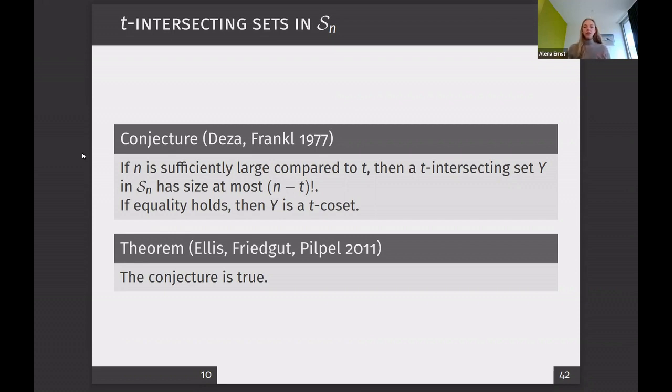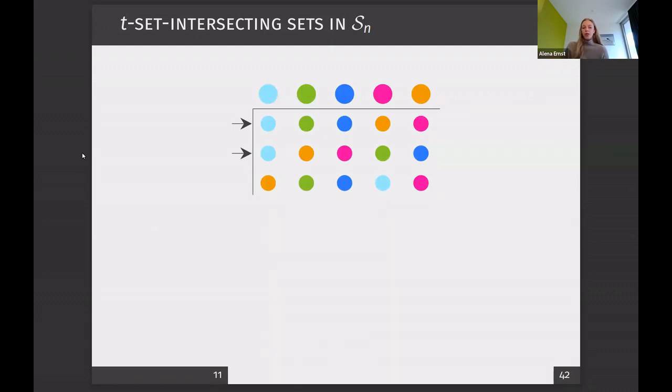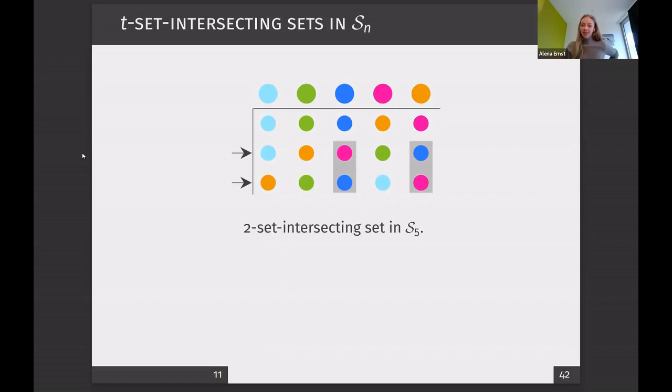Now, loosening this condition a little bit more leads us to a more general question, namely to t set intersecting sets. So here, instead of being equal on points, we are just equal on sets. So taking two permutations of this set, we now find a two set on which they're equal. So here you see that the image of the two set consisting of green and pink is equal to green and orange, and that applies to both of these permutations. And proceeding in this manner, for any two permutations, we would find a two set on which they're equal, which gives us a two set intersecting set.